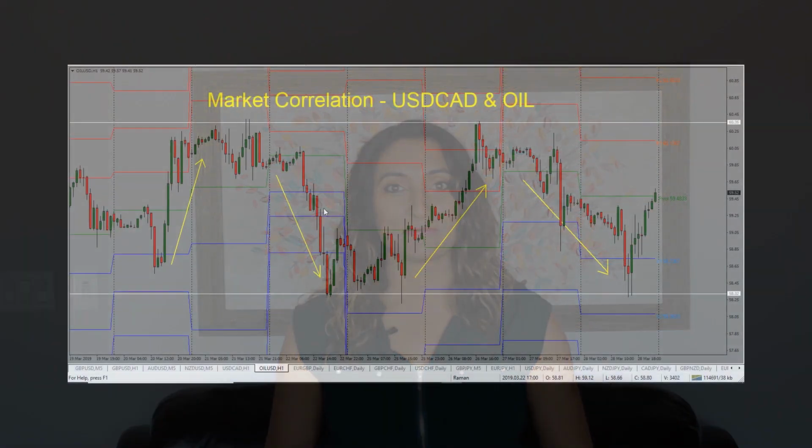Today, we'll take a look at using our information from oil, looking at what oil is doing and using that information to trade Canadian dollar. So let's go on to the charts and I'll show you what we are looking for in terms of oil and how we can apply that information to trade Canadian dollar profitably.